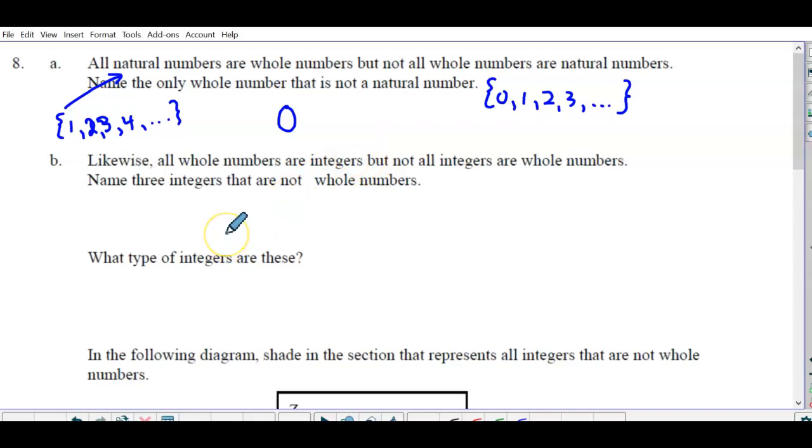Likewise, all whole numbers are integers, but not all integers are whole numbers. Name three integers that are not whole numbers. That would be negative. So let's say -1, -2, -3. So what type of integers are these? These are negative.